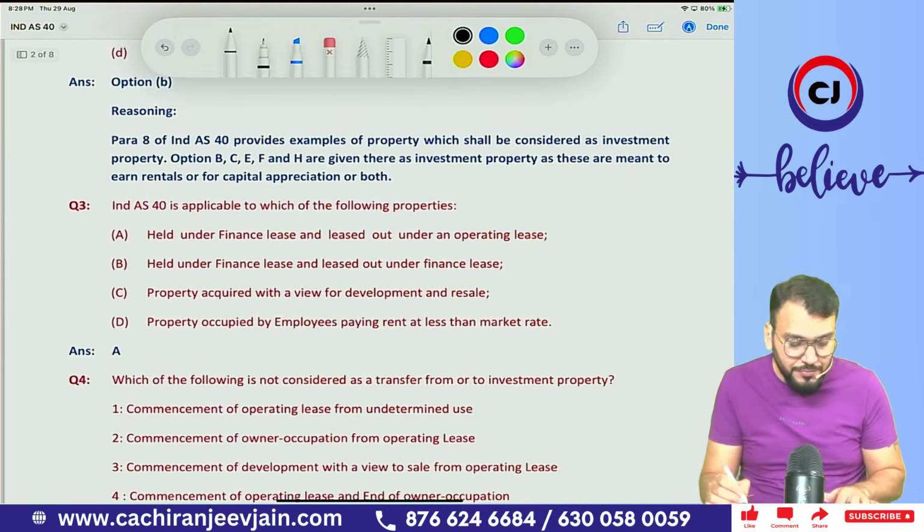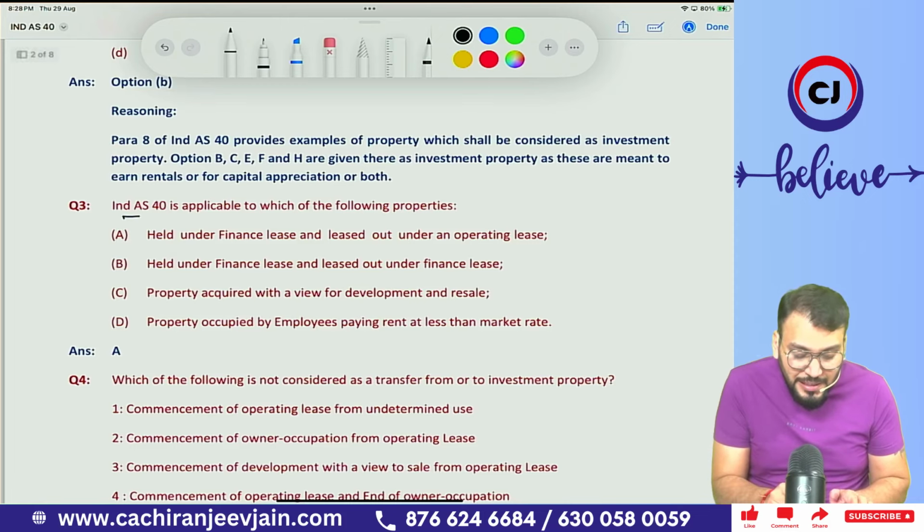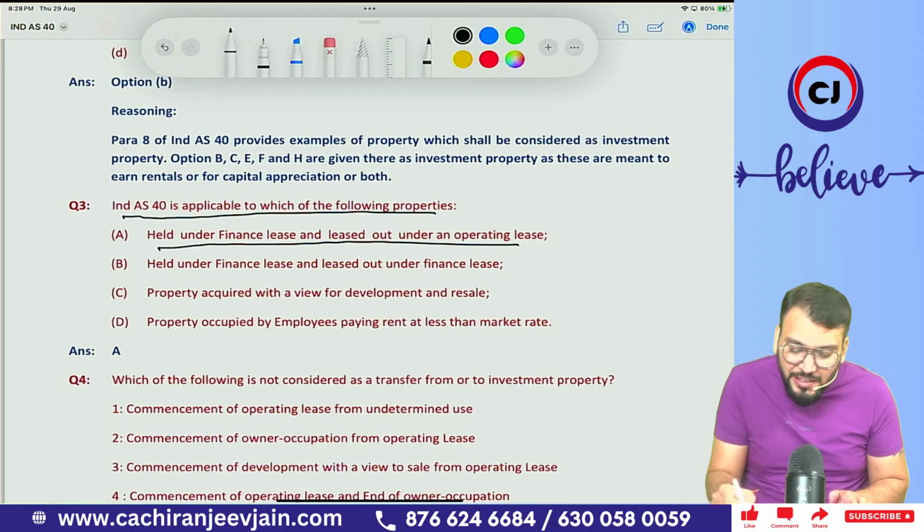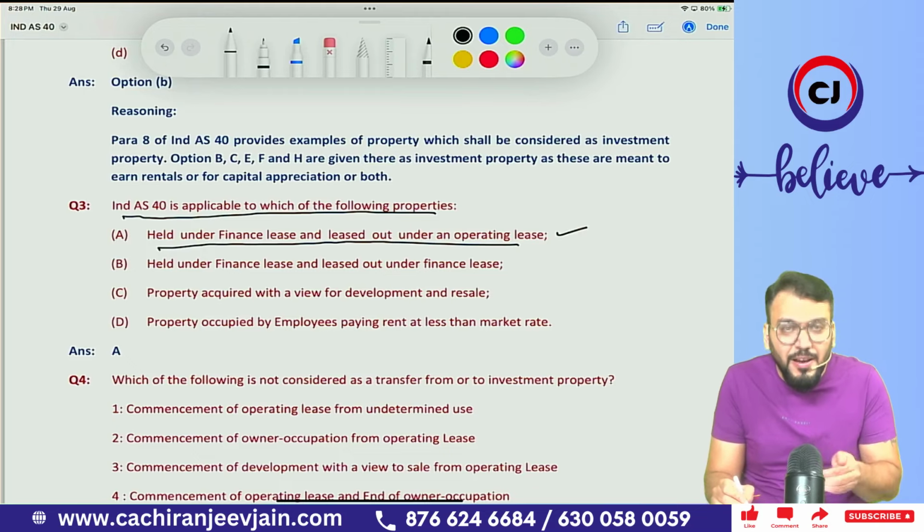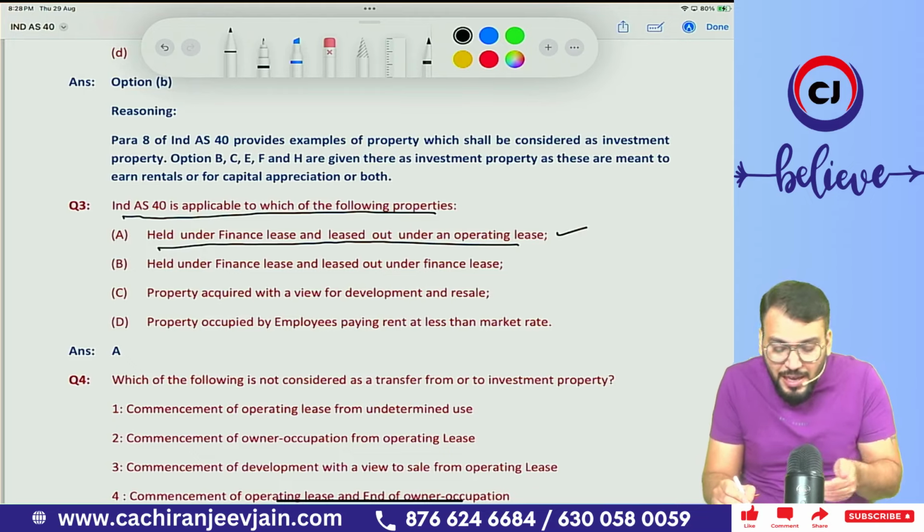Chalega? Yes, sir. Come to question number 3. IND AS 40 is applicable to which of the following: property held under finance lease and leased out under operating lease? This is the only correct one, because held under finance lease, they have taken the asset on lease and given it on operating lease.